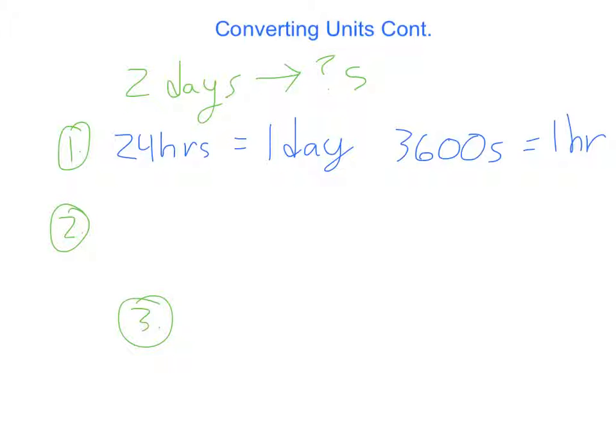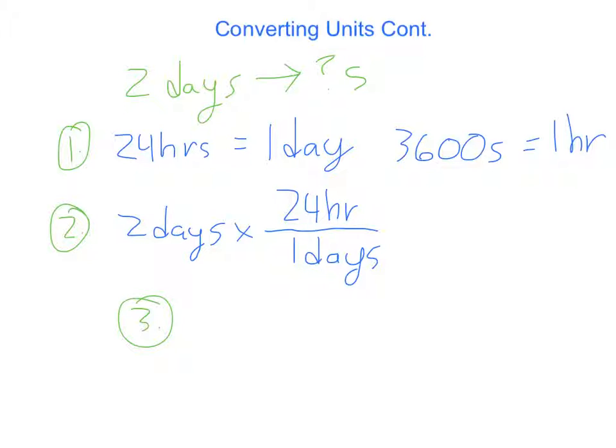From here, the process will be exactly the same. It's just now I'm going to be multiplying by 2 conversion factors instead of 1. So I'm going to start with my 2 days, and I'm going to multiply by my conversion factor to get from days into hours. I'm going to want to put my days on the denominator and my hours in the numerator.